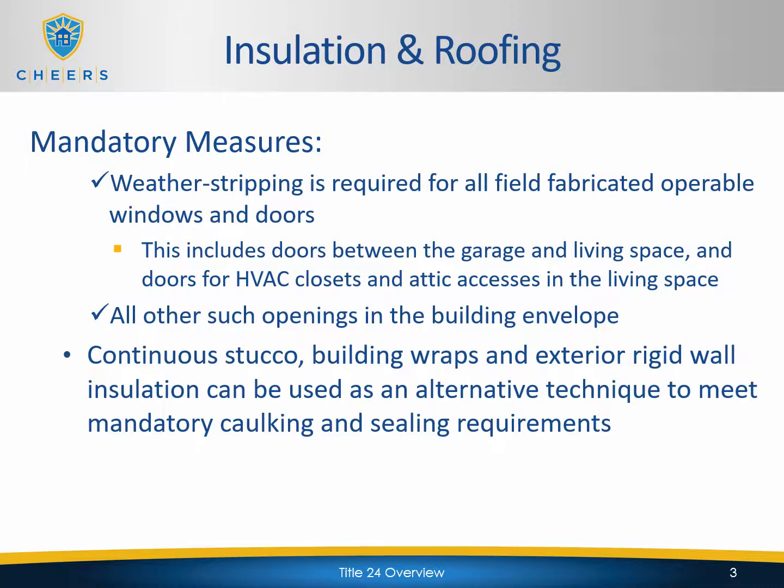So essentially, if there's a hole, there's an opening, there's a door, any way that air can move from the outside to the inside of the home, it does need to be sealed, weather stripped, or caulked to prevent that movement of air. Now, continuous stucco, building wraps, and exterior rigid wall insulation can be used as an alternative technique to meet the mandatory caulking and sealing requirements.